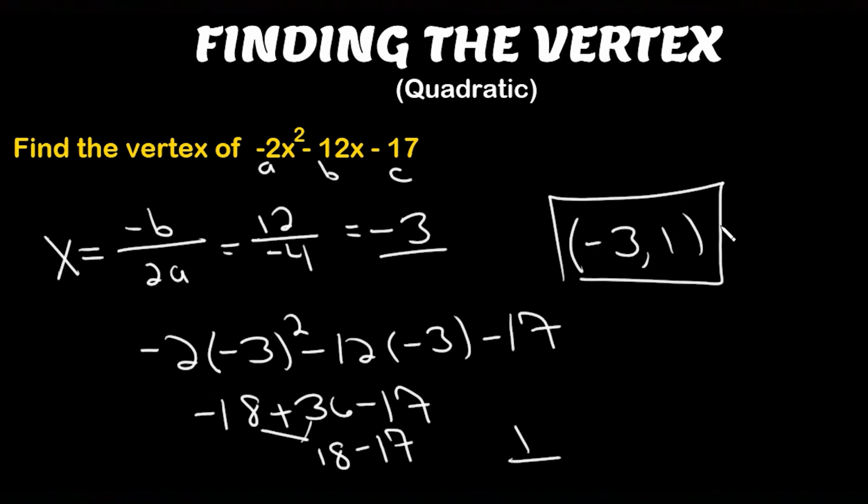Okay, so that's it. That's how you find the vertex of a quadratic when it is in standard form. All right, pretty straightforward. You just have to remember that formula, negative b all over 2a. That gives you the x value of the vertex. Then simply plug it back in to get the y value of the vertex. And that's pretty much it.